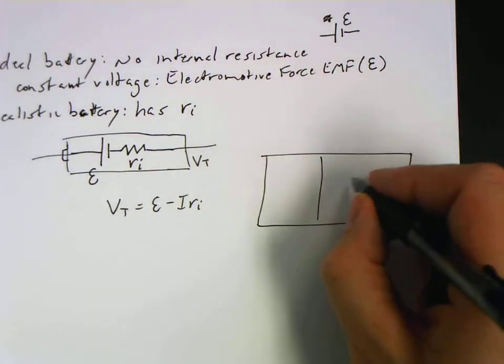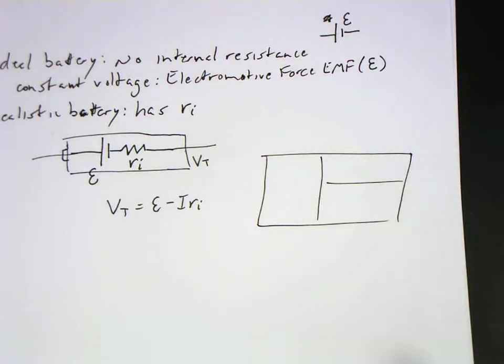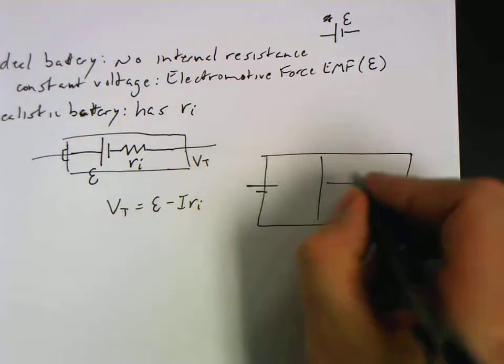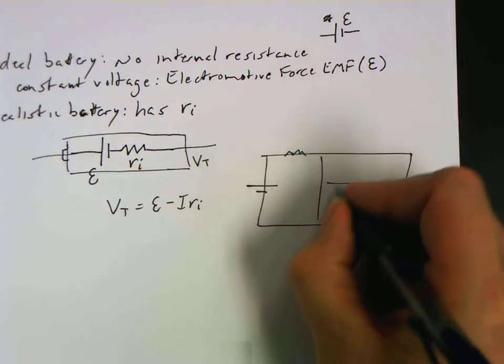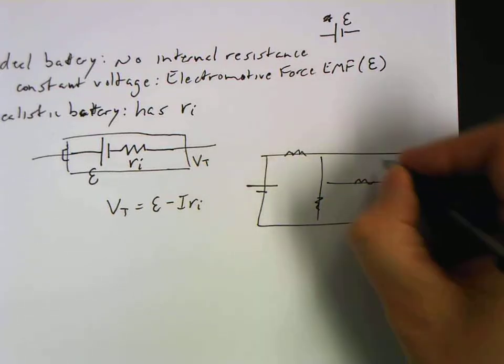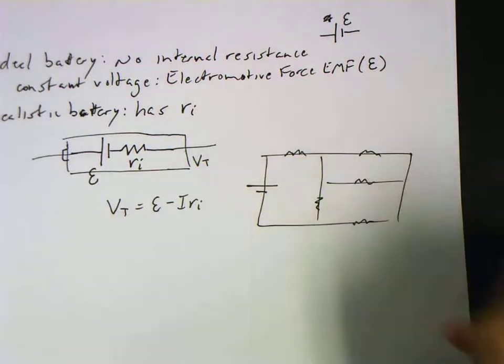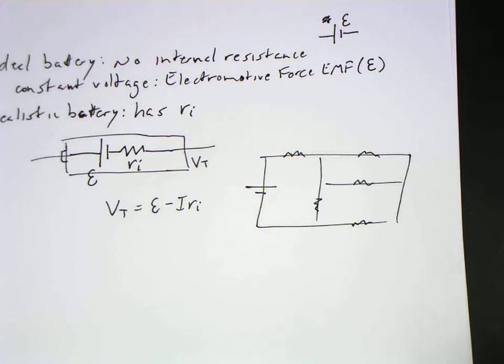It can be complicated. It can have all kinds of weird stuff going on in it. I've got a battery here. I've got a resistor over here. I've got a resistor on this branch. I've got a resistor here. I've got a resistor here. I've got a resistor here. Whatever. That'd be fun to put together and everything.